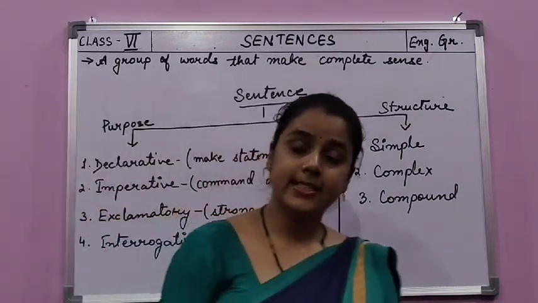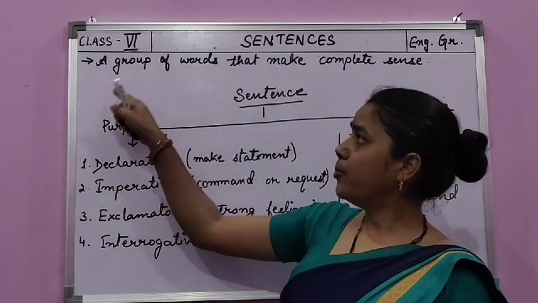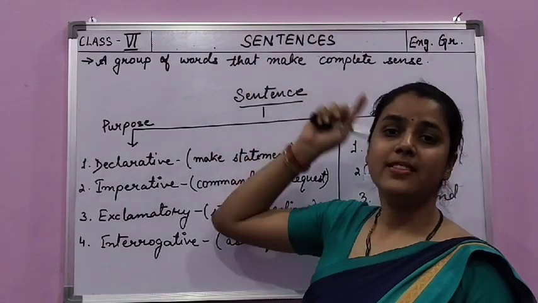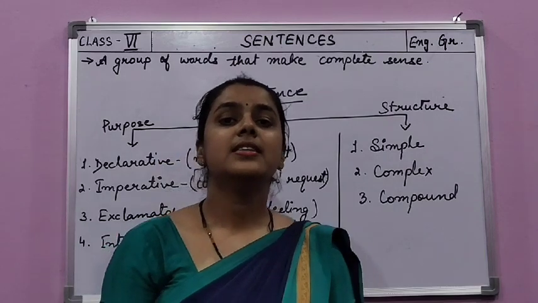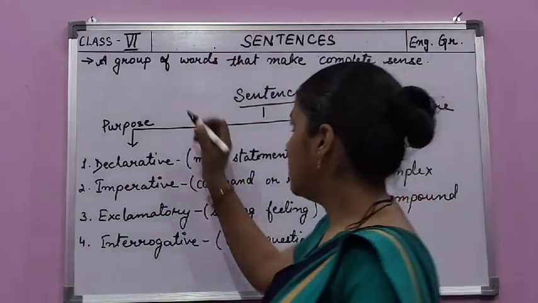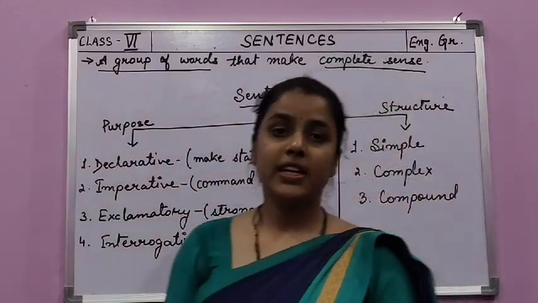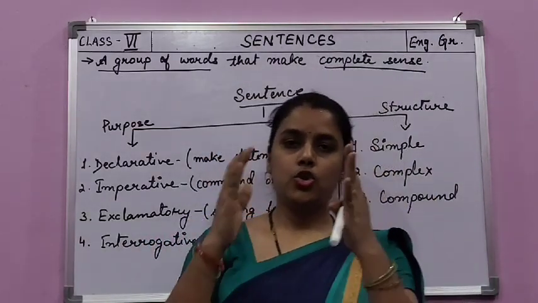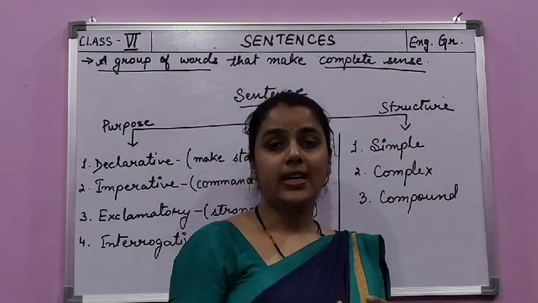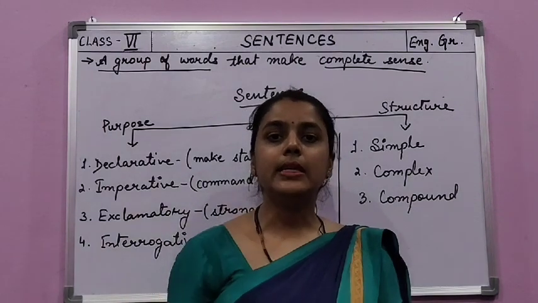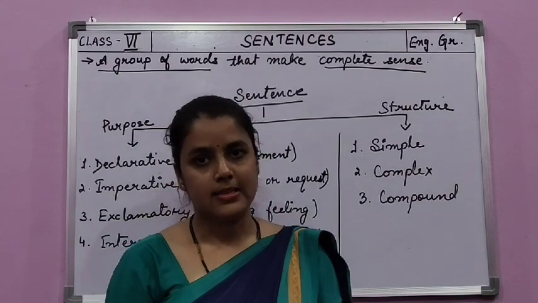So sentences क्या होते हैं? In our last class we have studied that a group of words that makes complete sense is known as a sentence. यहाँ दो चीजें हैं. First, a group of words, and it should make complete sense. मतलब जो भी words हम ले रहे हैं, it should be arranged properly so that it makes a complete sense, a complete meaning. उसका एक प्रॉपर मीनिंग निकल के आए तो हम उसे कहते हैं सेंटेंस.